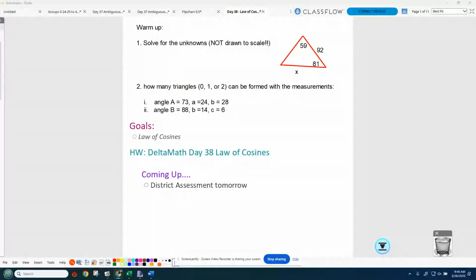Please get a calculator out. If you don't have a calculator, you will eventually need some kind of Desmos something or other.